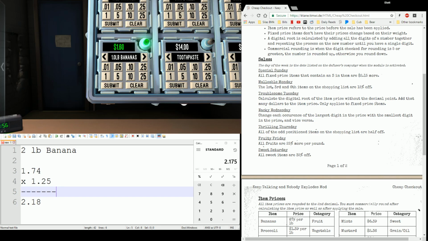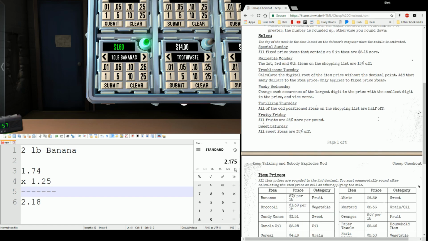Saturday sweet items are 35% off. 35% off is the same thing as 65% you're paying. So sweet items are going to get multiplied by 0.65. The candy canes, which I'm so fond of referencing because they are sweet, are going to become, for example, $2.28 after rounding.